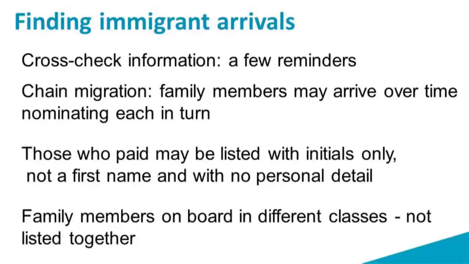So finding immigrant arrivals. You need to cross-check your information. There's chain migration, where one family member comes over and then they each nominate each other as the years go past. As we said before, those who paid may be listed with initials only, so you're not going to get a first name and you won't get that personal information. And also you might get family members coming out on the same ship, but they might be in different classes, so they won't be listed together on the list, but they might still be on the same ship.